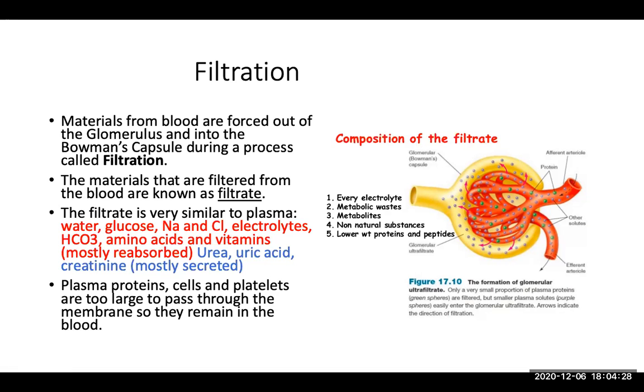Plasma proteins, cells, and platelets are too large to pass through the membrane, so they will remain in the blood. Sometimes if there are red blood cells, platelets, or proteins found in the urine, it's a sign of a problem in the glomerulus because those are usually too large to get passed through into the urine.